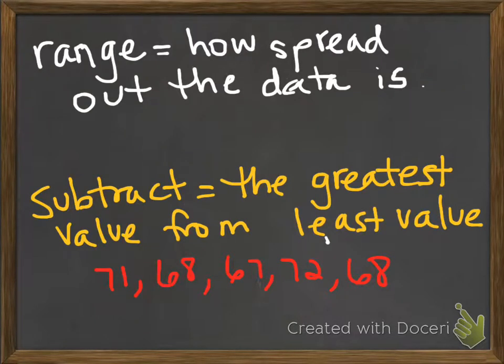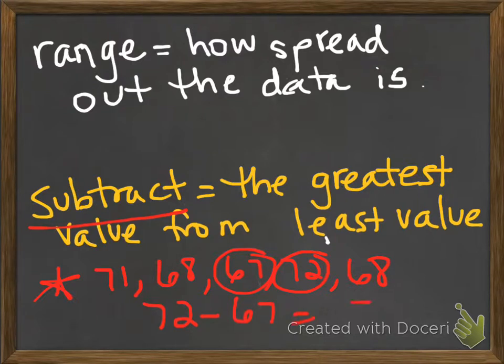Range. Okay, that means how spread out the data is. We want to know, are the numbers pretty close in value? Is there a big gap between certain numbers? To find that, you subtract the least value from the greatest value. Using these numbers again, the greatest value is 72, and I subtract my smallest value, which is 67. When I do that, my range equals 5. That tells me my numbers are pretty close, within 5. The range is small; it's not very spread out.